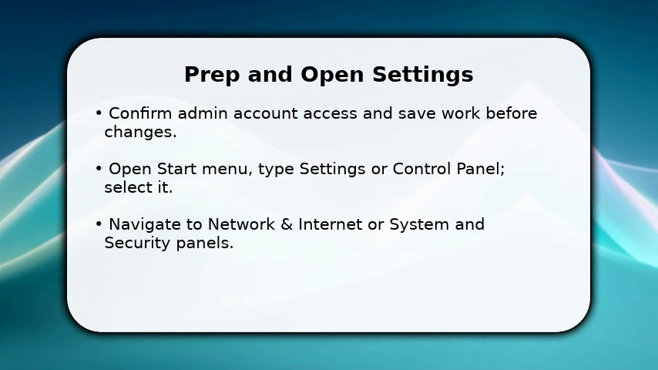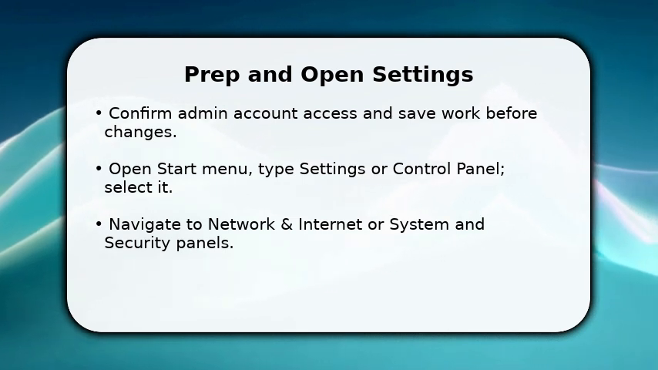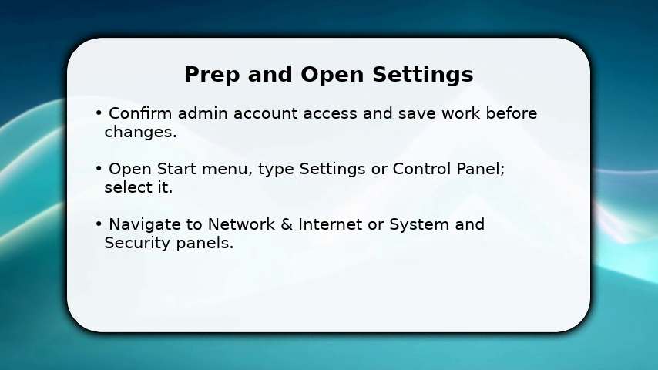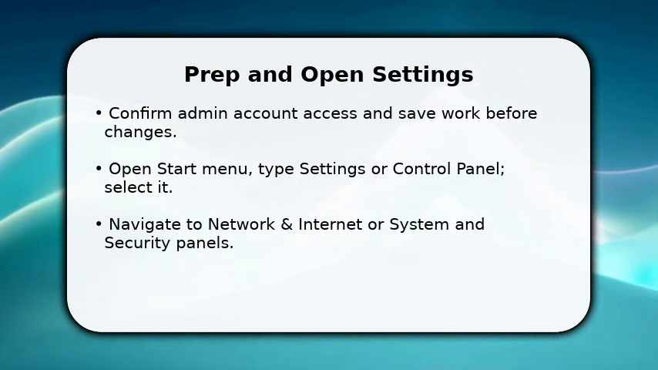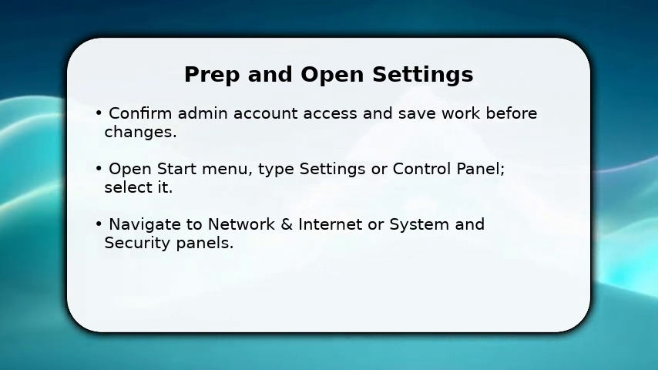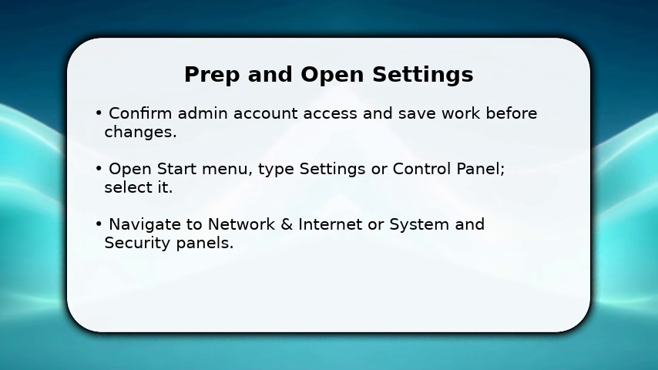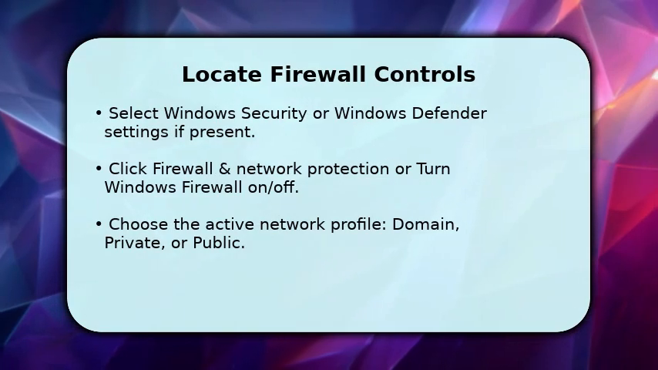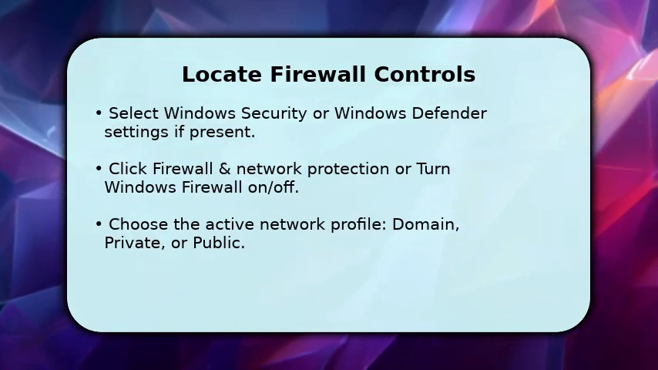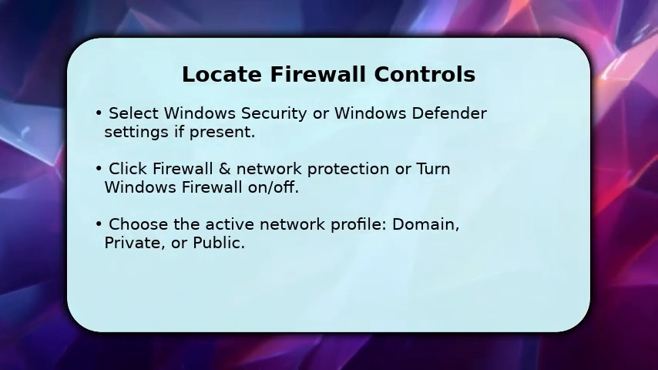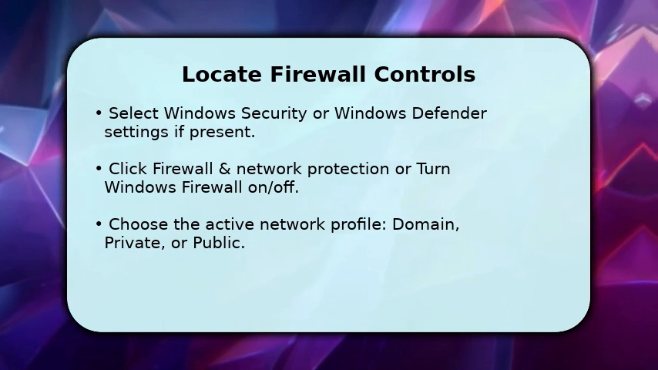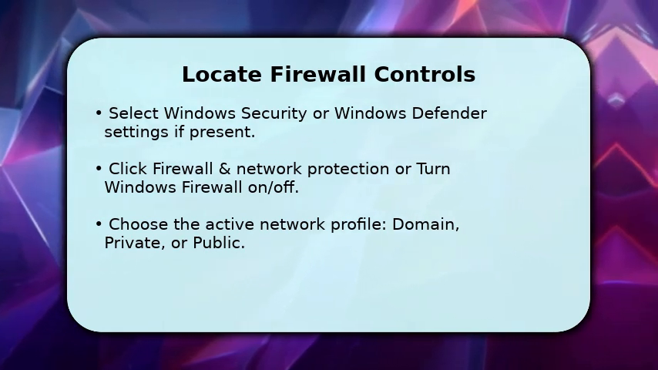Once done, go to Network and Internet or System and Security, depending on your OS version, so you can find firewall controls. This step places you precisely where the toggle and advanced options live and reduces risk of opening the wrong panel. You'll now locate Firewall and Network Protection or the Turn Windows Firewall on or off link on some laptops that appears under Windows Security or Windows Defender.